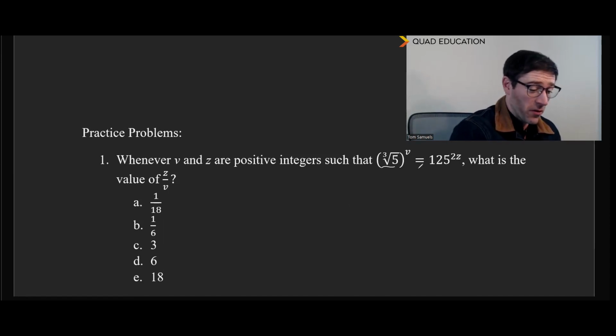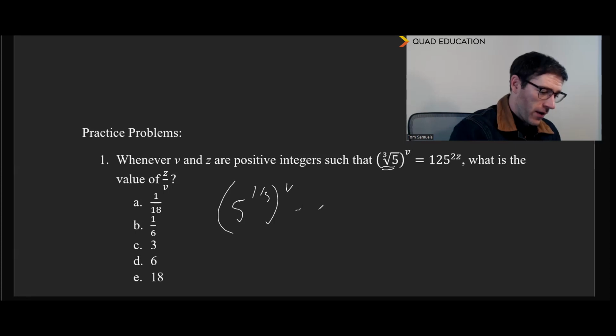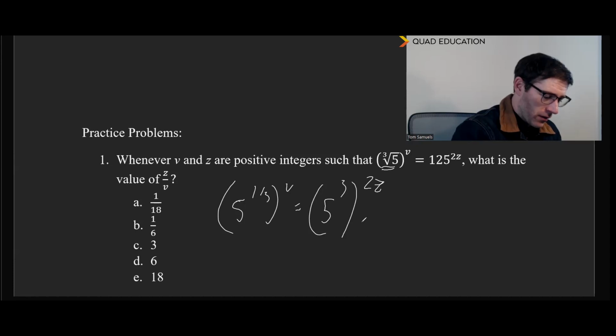I suppose you could do the cube root of 5 for both of these, but that may add some unnecessary complexity. The way that we're going to approach this is we're going to rewrite the cube root of 5 as 5 to the power of 1/3, which we're raising to the power of v. And then 125, we're going to rewrite as 5 cubed, so 5 cubed raised to 2z.